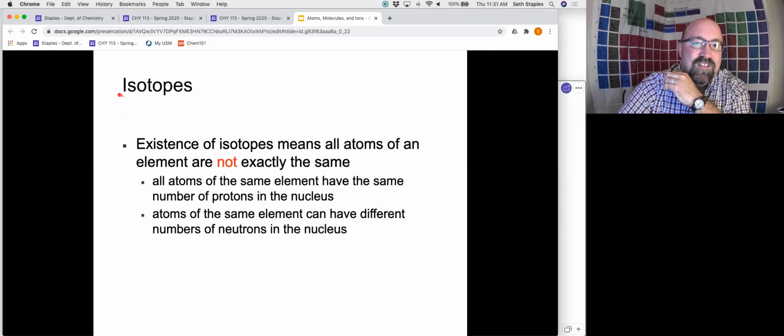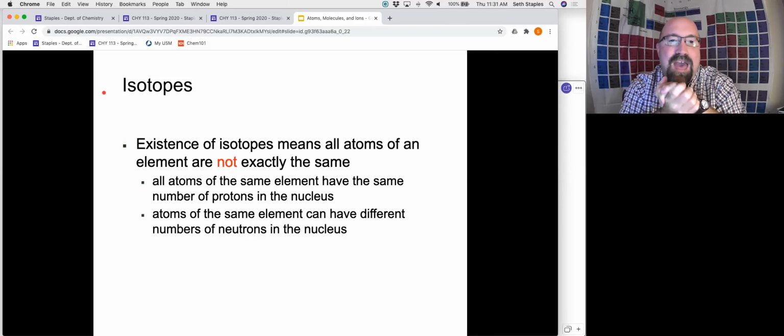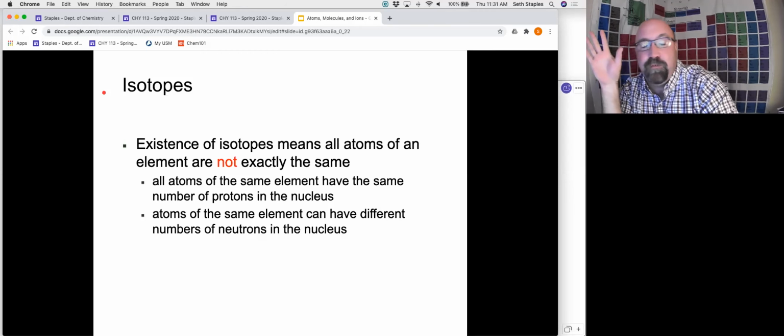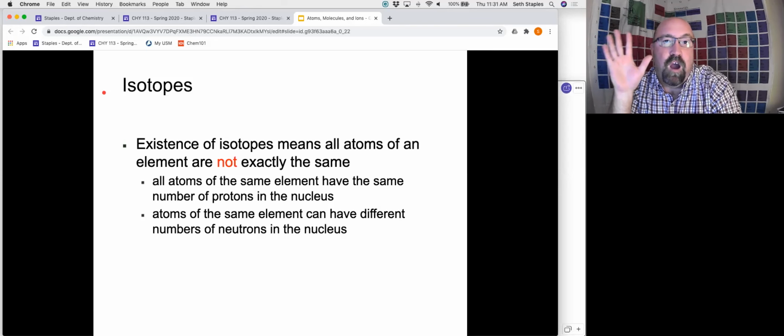So the existence of isotopes means that all atoms of an element are not exactly the same. All atoms of the same element will absolutely have the same number of protons in the nucleus. Once again, remember, that's what makes an atom the type of atom that it is, the number of protons. And so all isotopes of fluorine that we were just looking at are going to have 9 protons in the nucleus. That's what makes it fluorine.